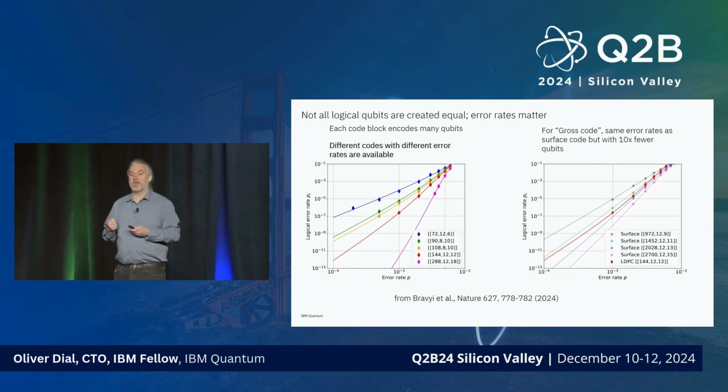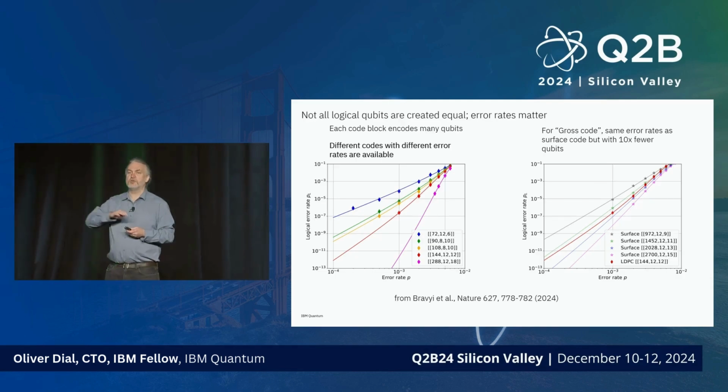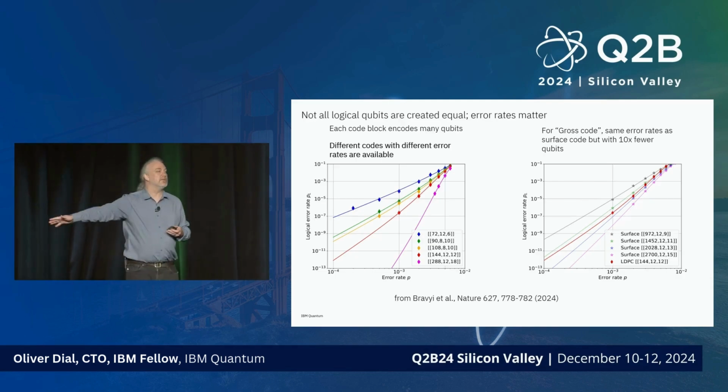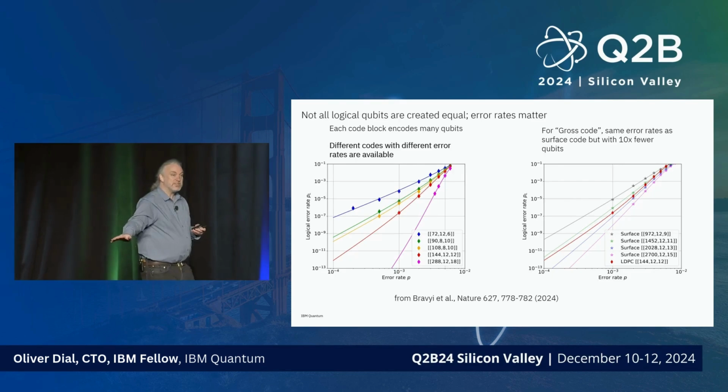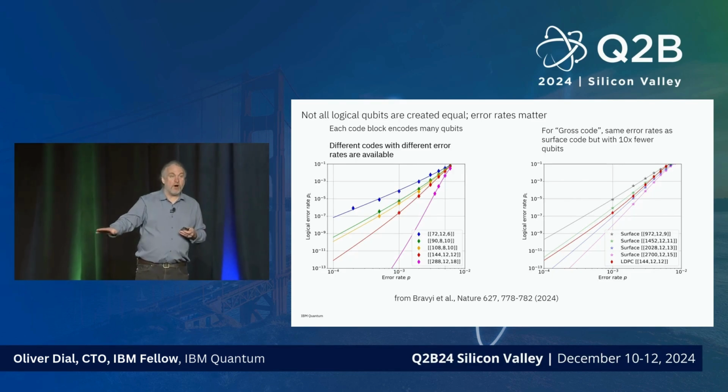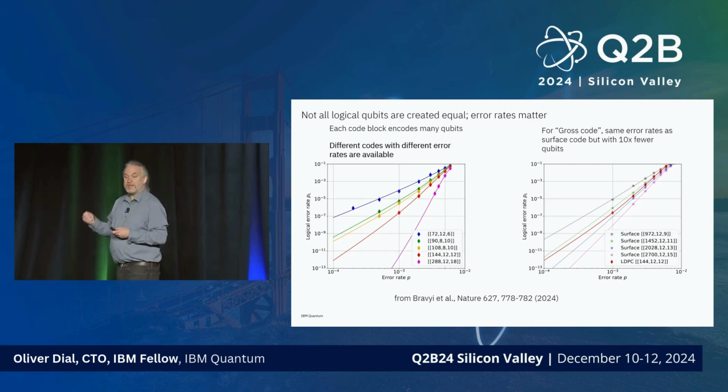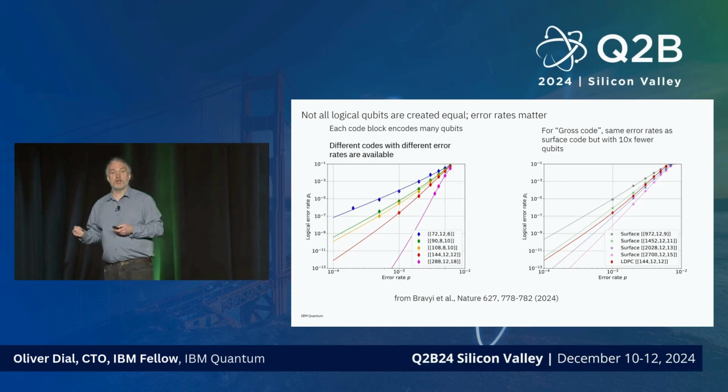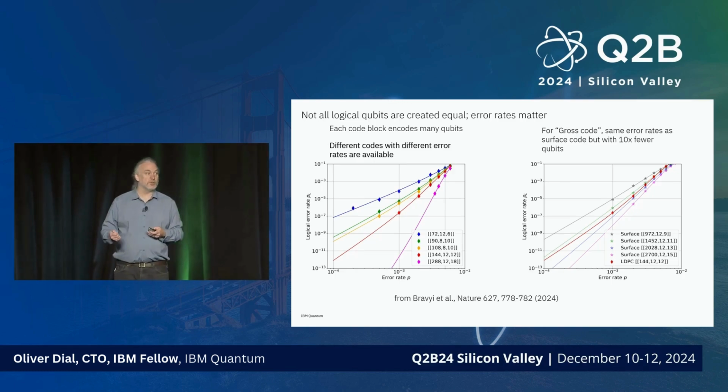There, the gross code again is in red, and all of those other codes are different surface codes, different things where we didn't take the training wheels off, where we didn't say we can do better than that. All of them are about the same quality. They have all about the same logical error rate for the same physical error rate, but they're dramatically different in scale. The gross code requires 14 times fewer qubits to do the same thing.